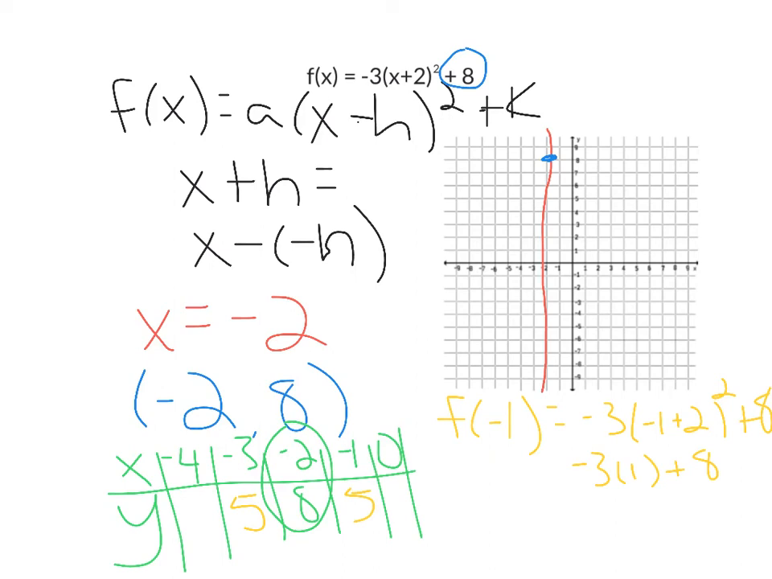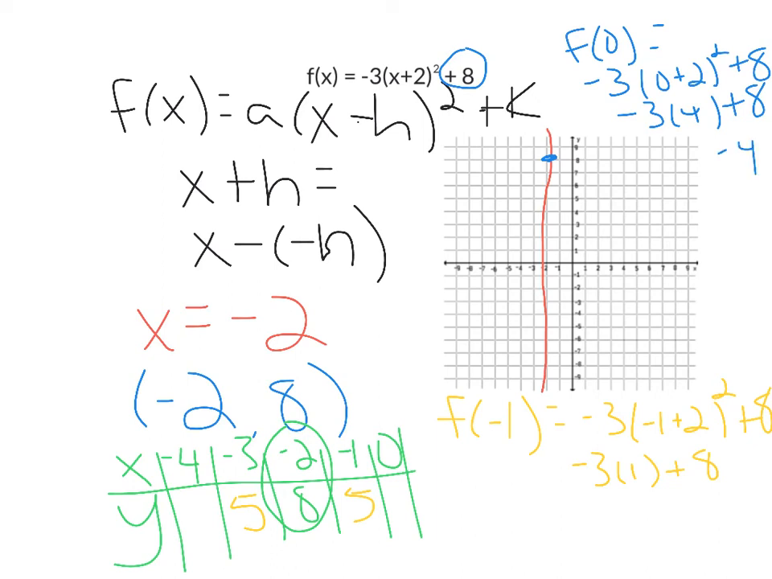Next, I would find f(0). When I input 0, I have the function -3(0 + 2)² + 8. Starting inside the parentheses, 0 plus 2 is 2, and 2 squared is 4. So I have -3 times 4 plus 8. -3 times 4 is -12, plus 8 gives me a value of -4. So my outputs for -4 and 0 are both -4. Now that I have my table of values, I can plot my points and connect them to create my parabola.